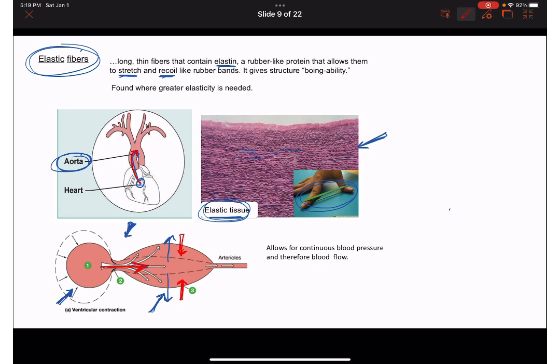And by doing so, by recoiling, it maintains pressure on the blood that's in there. Okay, it recoils and it maintains blood pressure. And so this elastic tissue is important because it allows for continuous blood pressure in the blood vessels. During ventricular contraction, it's going to stretch and the blood pressure is high during that time. And then during ventricular relaxation, the aorta is going to recoil and maintain the pressure on that blood. And so you're going to maintain blood pressure and therefore maintain blood flow.